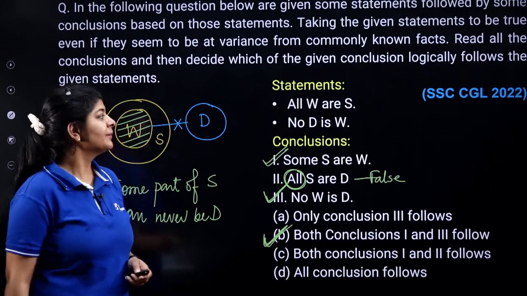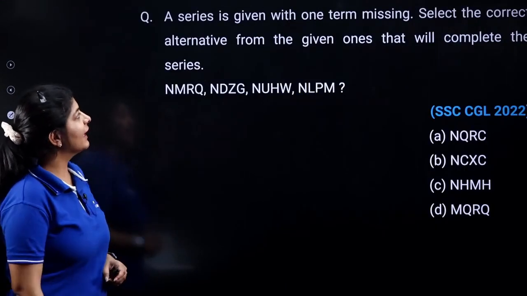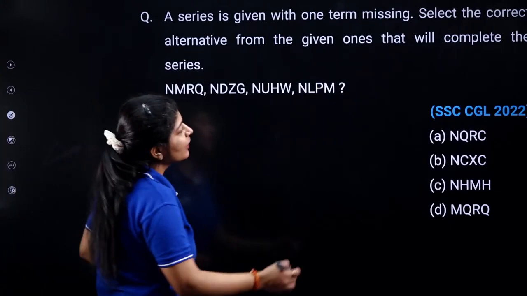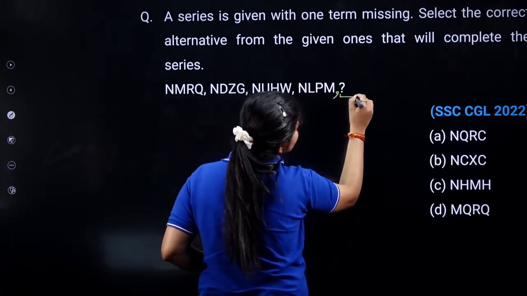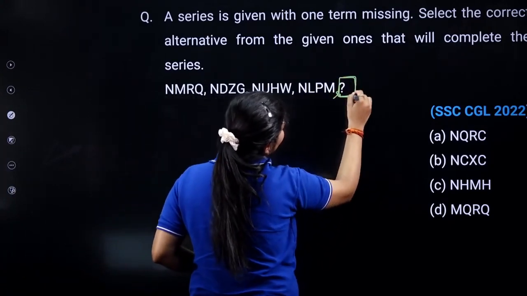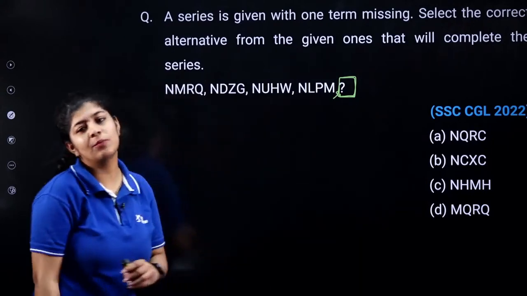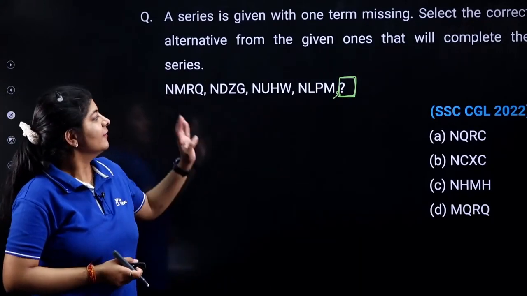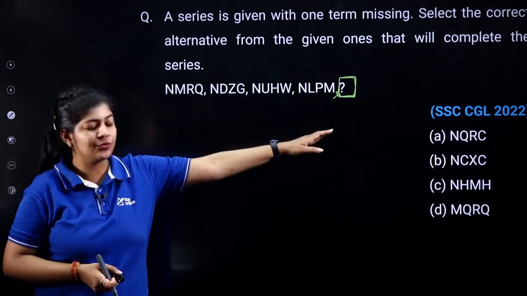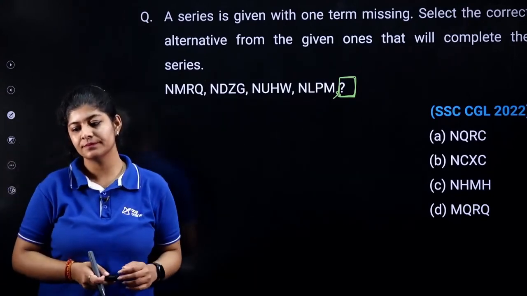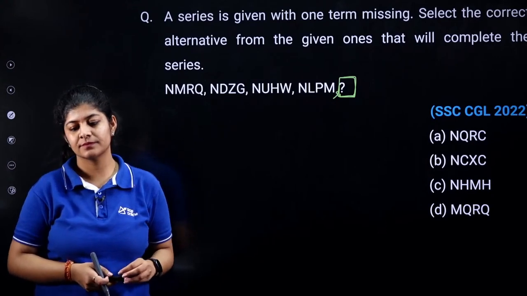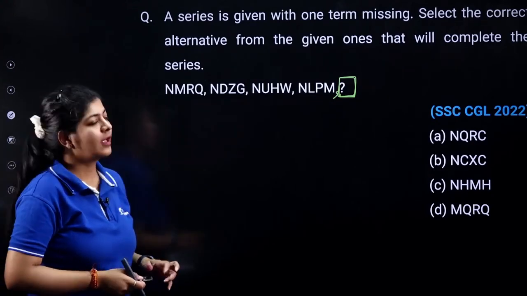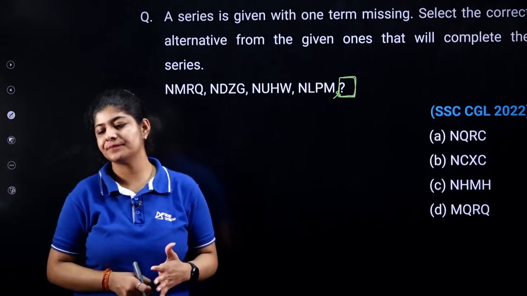Let's move further. And now here we are having a question from the concept of letter series. What you have to do? You have to determine this question mark with the help of these given options. You need to determine the correct answer with the help of these four options. What is the correct answer?